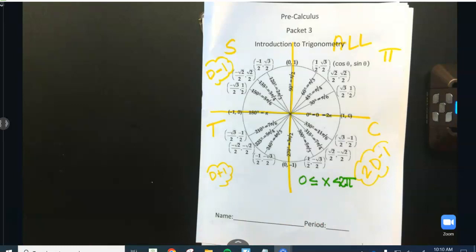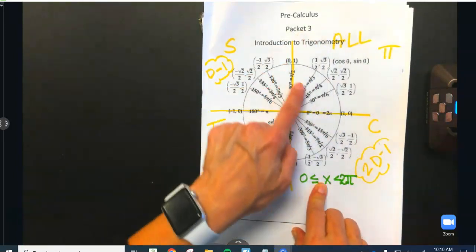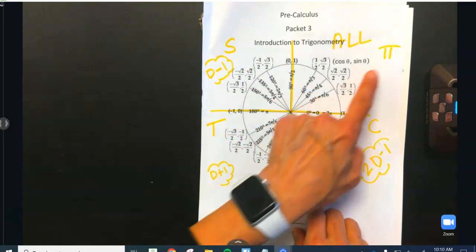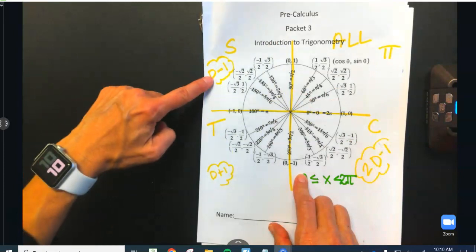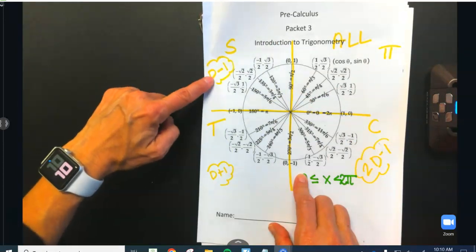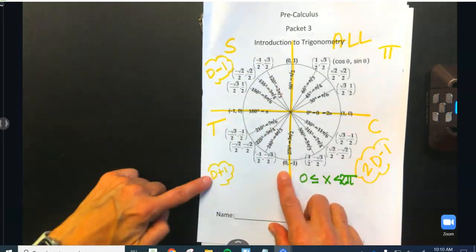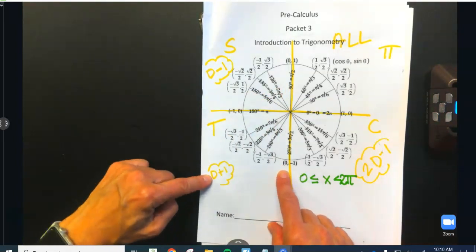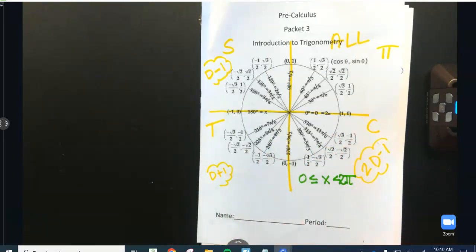Also very helpful to memorize how to get the numerators. In quadrant 1, all the numerators in the radians are just pi. Remember, in quadrant 2, the numerators are 1 less than the denominators. Over here, the numerators are 1 more than the denominators. And then over here, it's double the denominator minus 1.